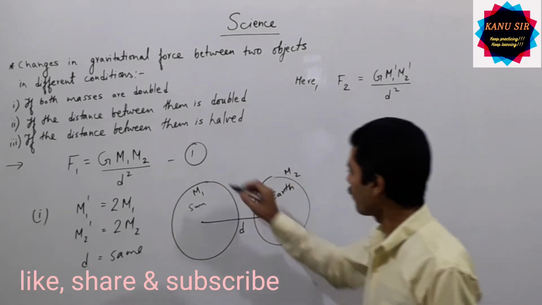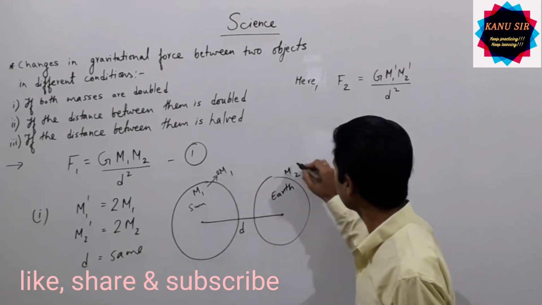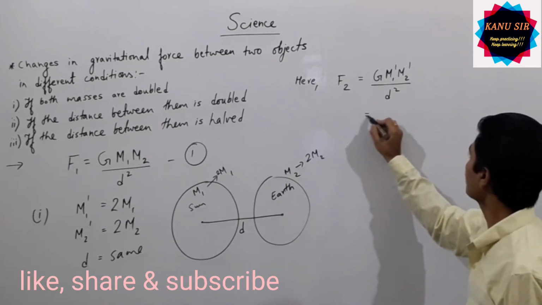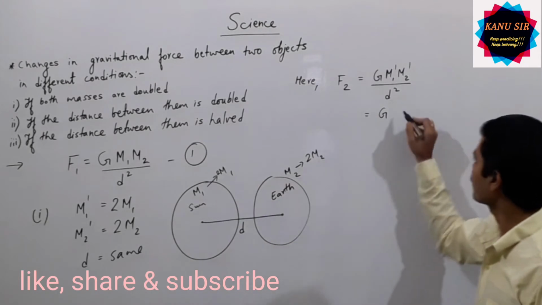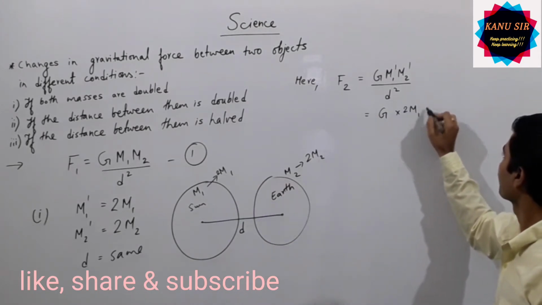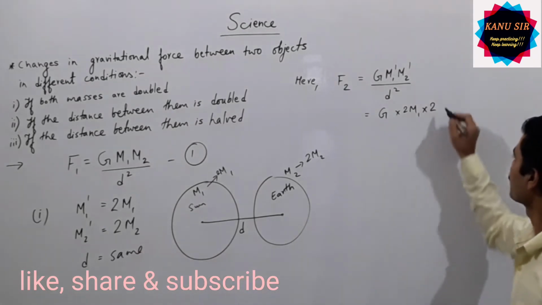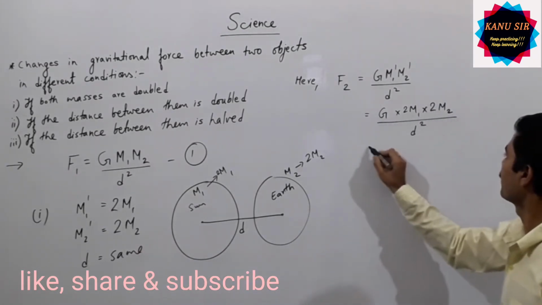This time the mass of the sun is doubled, so now it is 2 times m1. Similarly the mass of the earth is also doubled, 2 times m2. The same thing we are going to write here: G, m1 dash written as 2 times m1, and m2 dash written as 2 times m2, but the distance is the same.